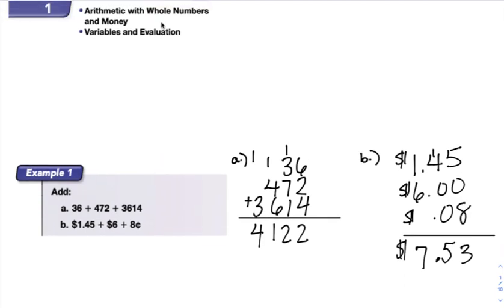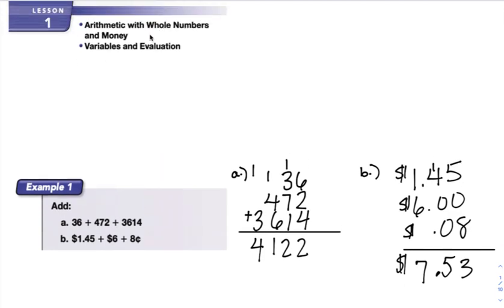All right, let's look at example 1. We're talking about arithmetic with whole numbers and money, and we're going to be dealing with variables and evaluation. So we've got some good math going on here.